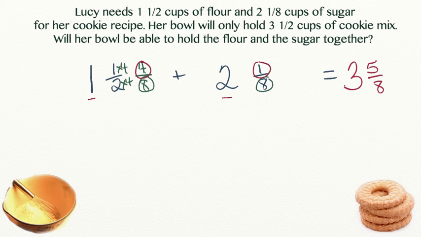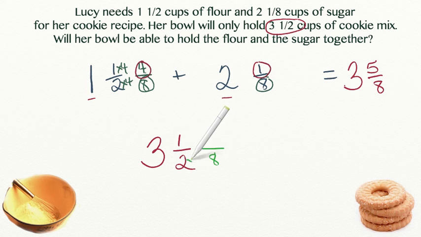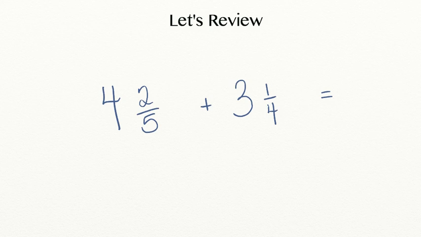But we're not quite done yet. Her bowl can only hold 3.5 cups of cookie mix. Is 3.5 less than or greater than 3 5/8? Well, let's see. I think we need to rename 3 1/2. To turn our half into 8ths, we need to multiply our numerator and our denominator by 4. And that gives us 4/8. 4/8 is less than 5/8. That means that her bowl will not be able to hold the 3 5/8 cups of mix that she's going to create. Let's go ahead and review what you've learned in today's lesson.